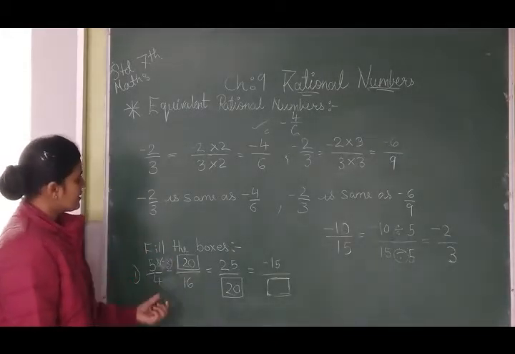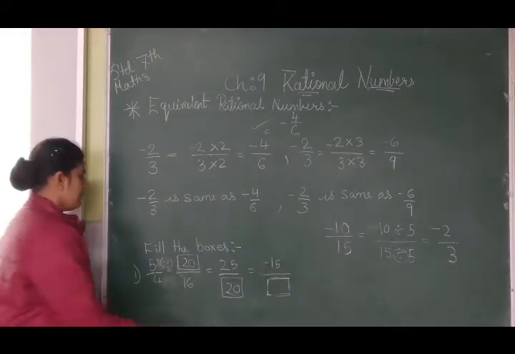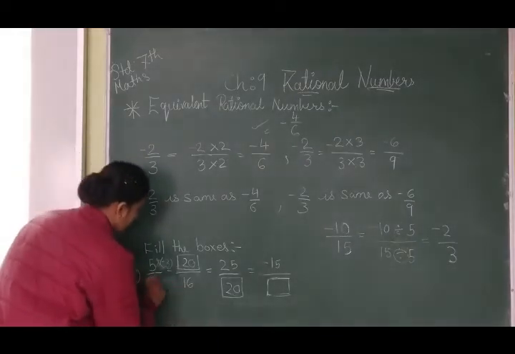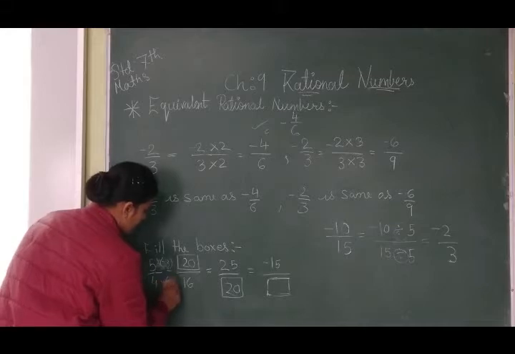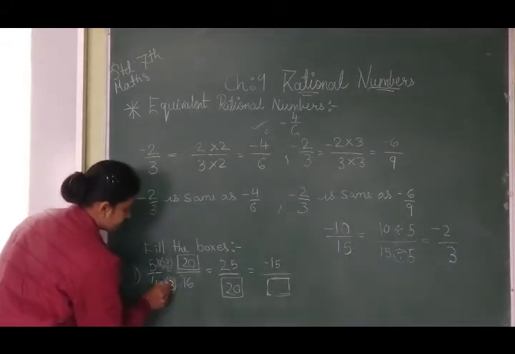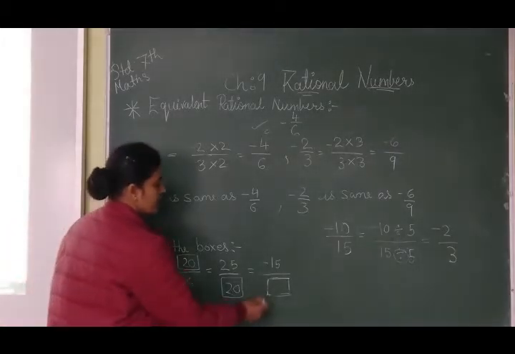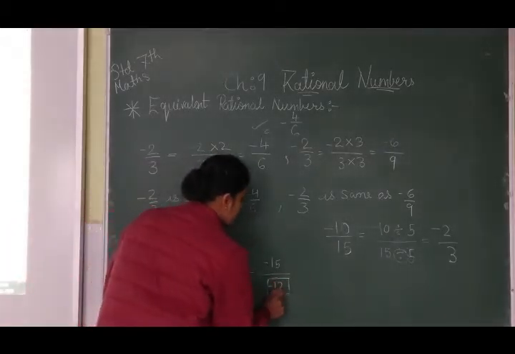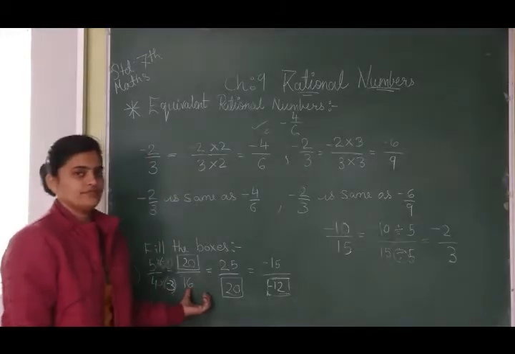5 multiplied by minus 3. So 4 also we have to multiply with the minus 3. So 4 multiplied by minus 3. So 4 3s are 12 and that also negative. So minus 12 will be the answer.